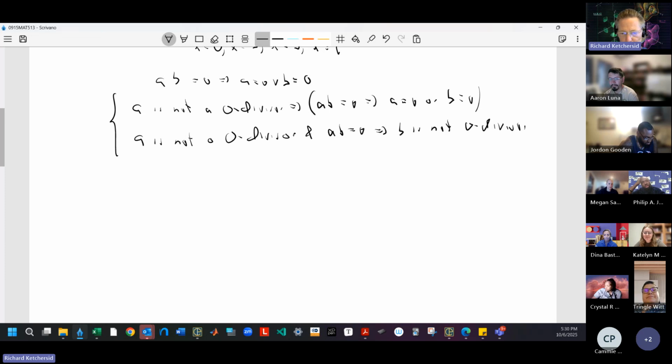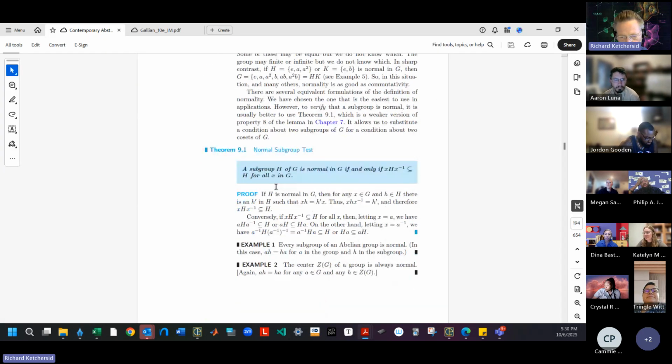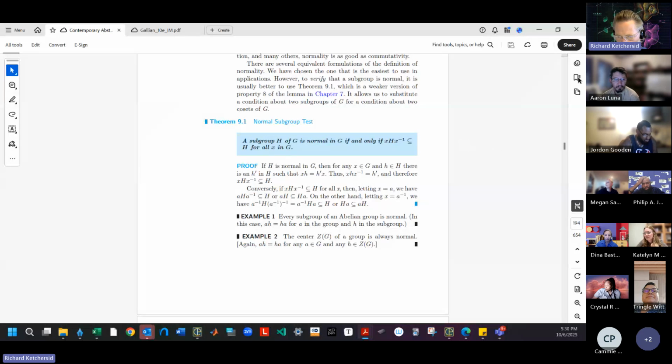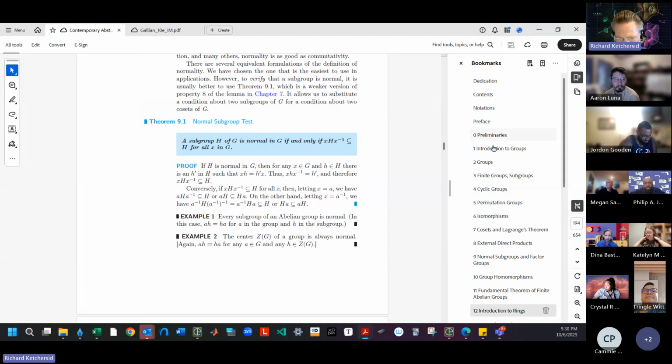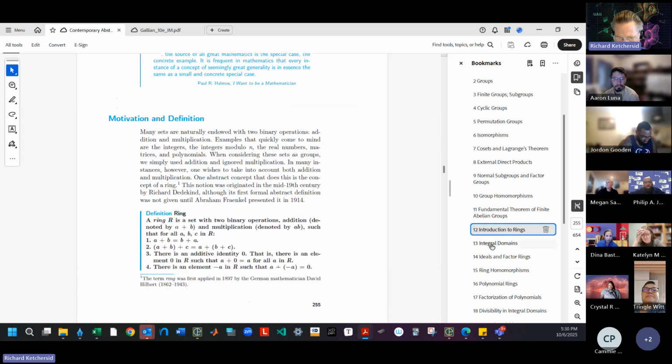Let's see, I lost the book. Here it is. Normal subgroup test. I got way off there. Where am I? Not sure how that happened. Oh, we're in 13.